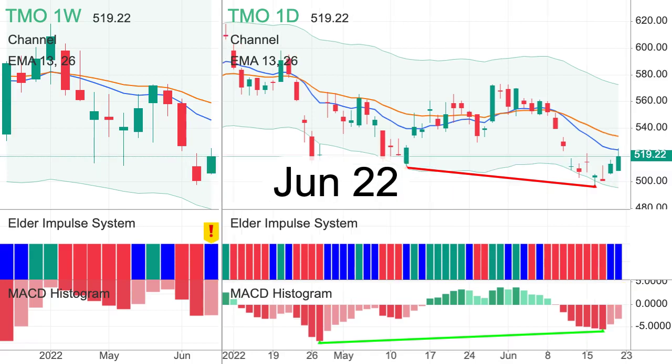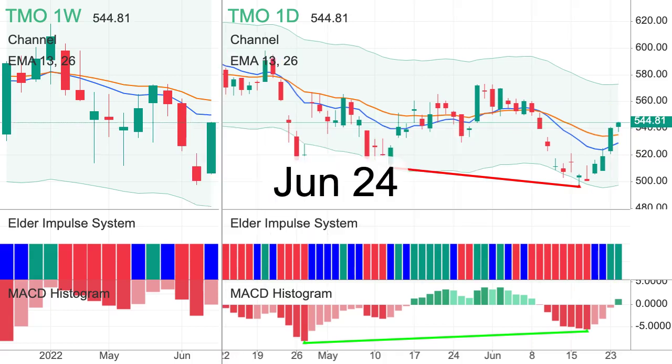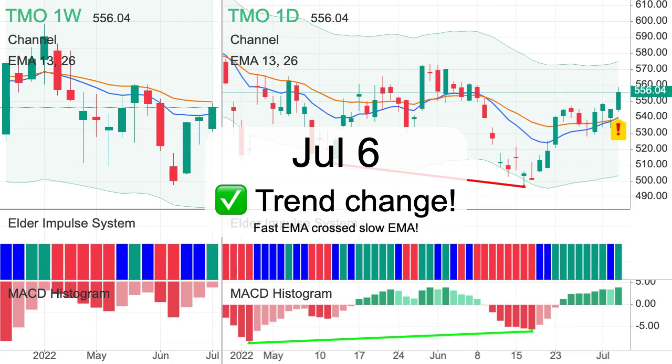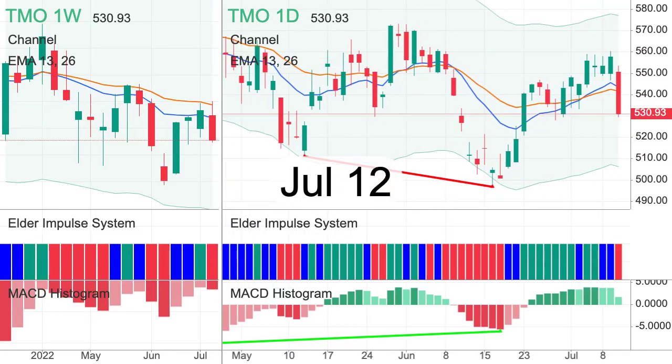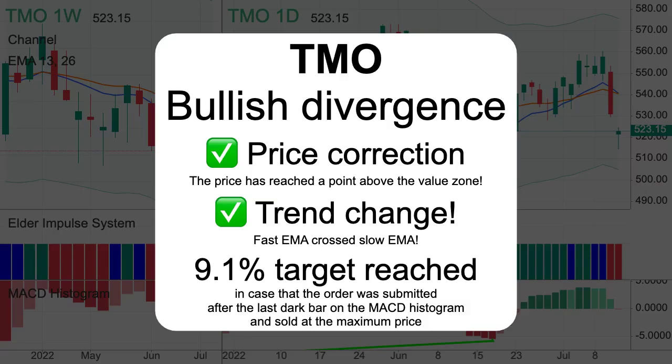There is a blue bar on an elder impulse system on the weekly chart. The price has reached a point above the value zone. Fast EMA crossed slow EMA. MACD histogram crossed the zero line. 9.1% target reached.